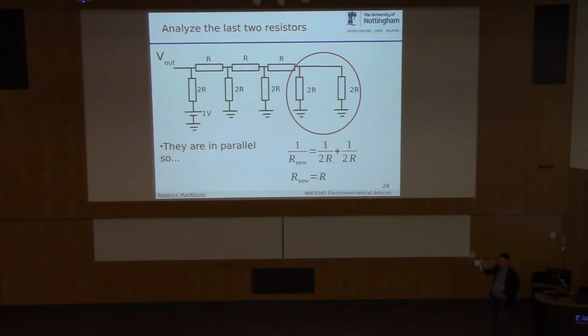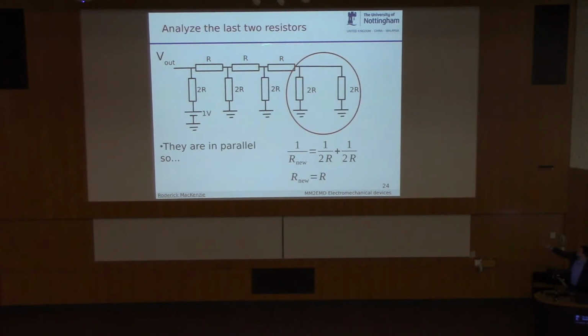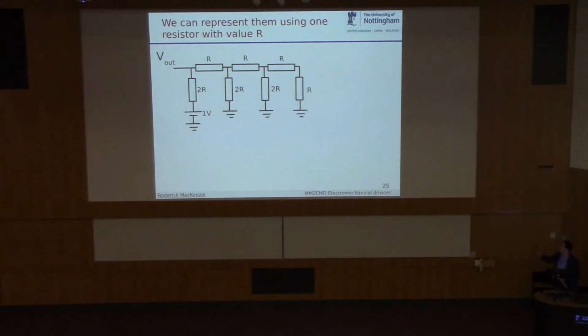So we know the formula for resistances in parallel, because we learned it at school: 1 over R equals 1 over R1 plus 1 over R2. So in this case, R new, the resistance we're trying to calculate, equals 1 over 2R plus 1 over 2R, okay? So we're just calculating the resistance of these two resistors. And the answer we get is R, because a half R plus a half R is R, okay? So we can rewrite these resistors as just one resistor here, okay?